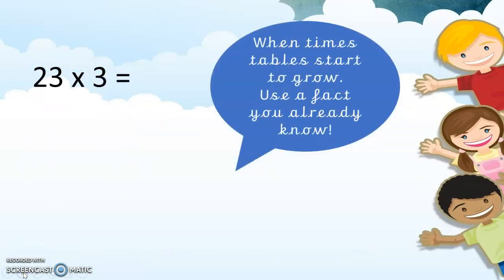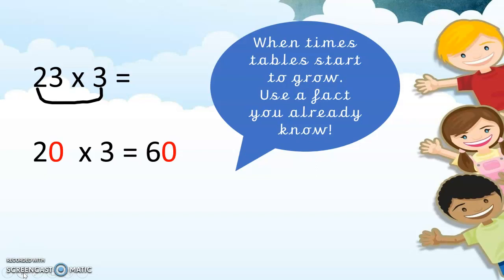23 times 3. Now we don't know 23 times 3. I only know up to 12 times 3. So how am I going to do it? Is there any facts I already know to help me? That's right, I know 2 times 3. If I know 2 times 3 is 6, I wonder if I can make it 10 times bigger to find out what 20 times 3 is. That's right, 20 times 3 is 60.